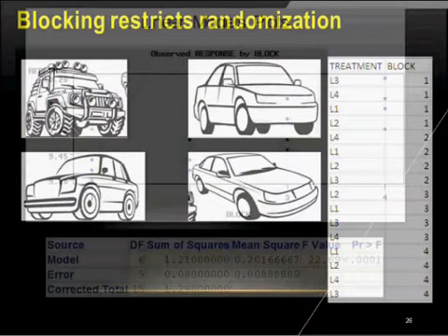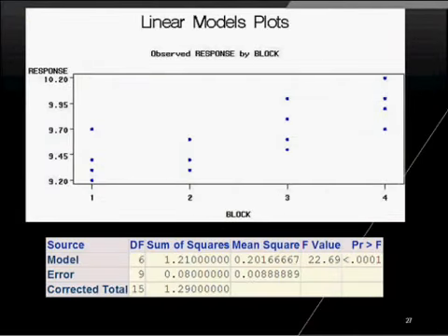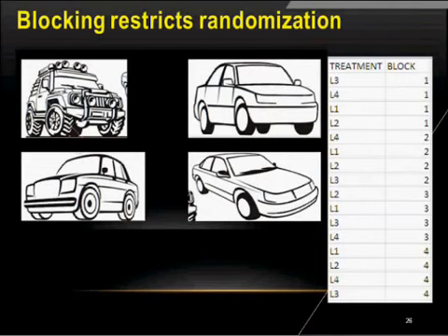So here, this column is denoted as 1 for block, and the first block would get all the treatments, and they would be also assigned at random. So we would take cars at random and assign all the treatments to those cars.